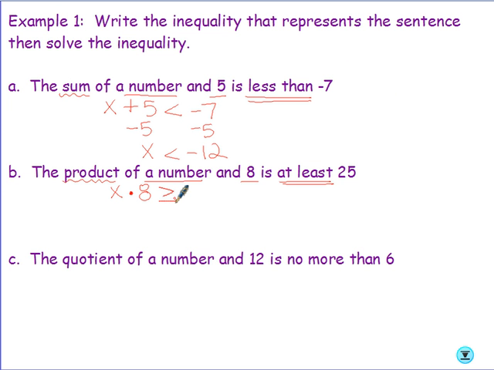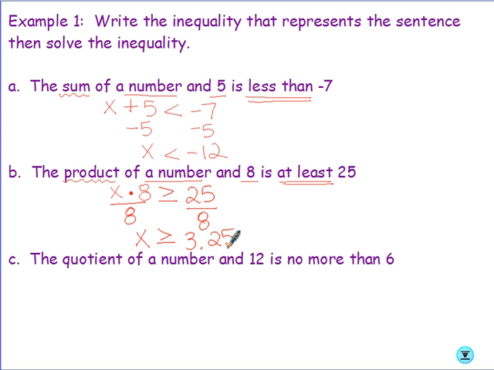And then we have the number 25. Well, we got to solve again. The number with the x is the 8. It's multiplied, the opposite of multiplication. We're going to divide both sides by 8. And if you type that in your calculator, you should get x is greater than or equal to 3.125. And that's where we're going to stop.